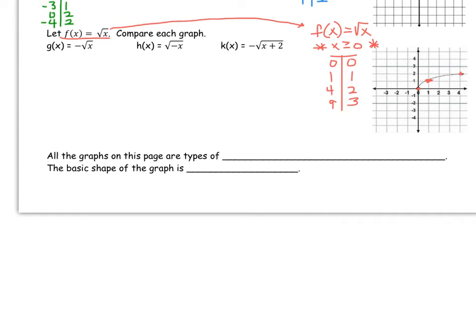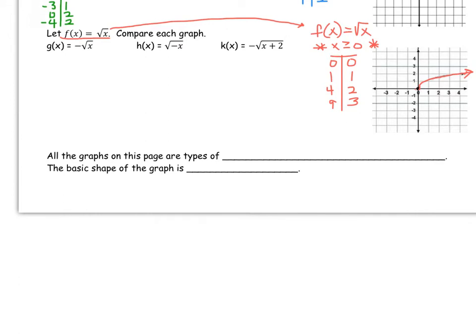And that's fine too. So notice the original parent function goes over here to the right. I'm going to redraw that whole thing. So we'll just make that darker right there. As it goes to the right, notice it doesn't go to the left because we can't plug in negative values for x. But let's see what happens when we change up the equation just a little bit.